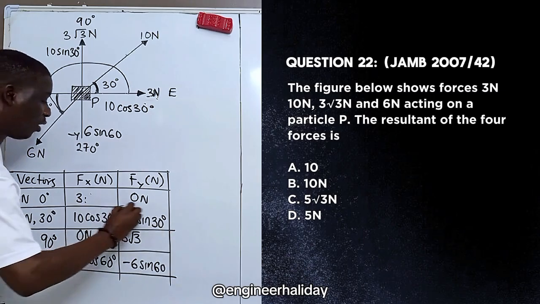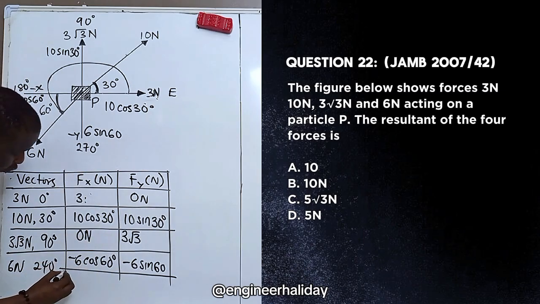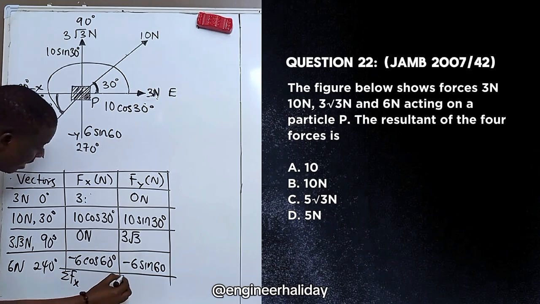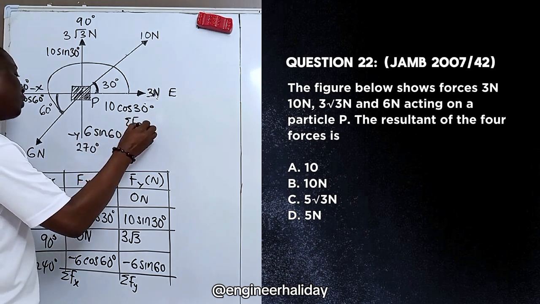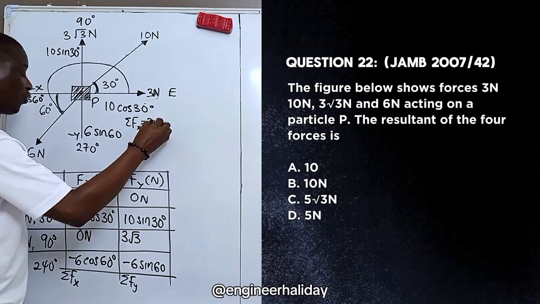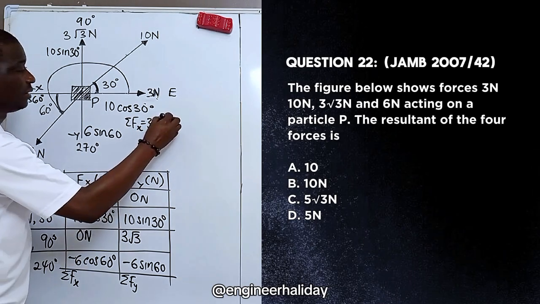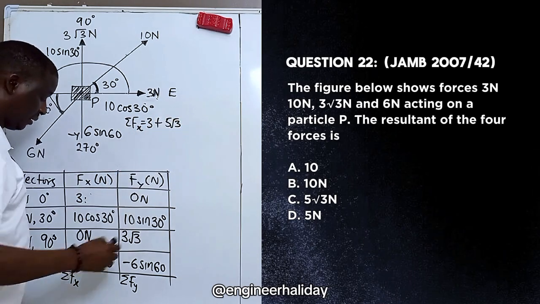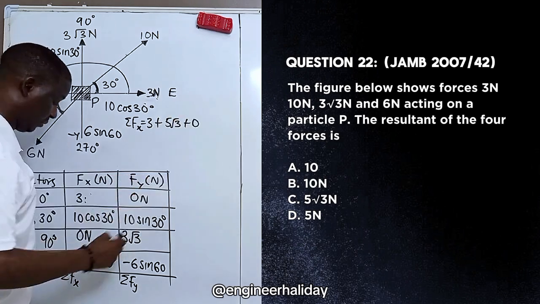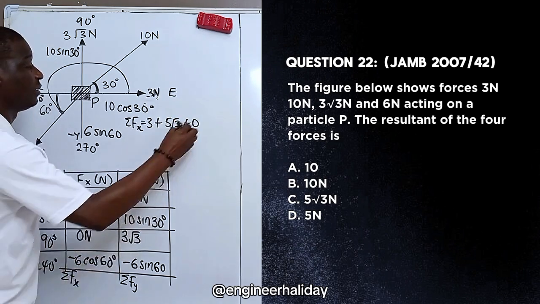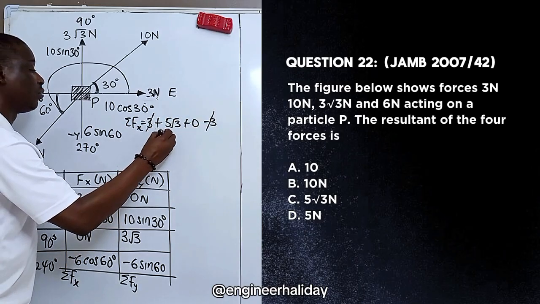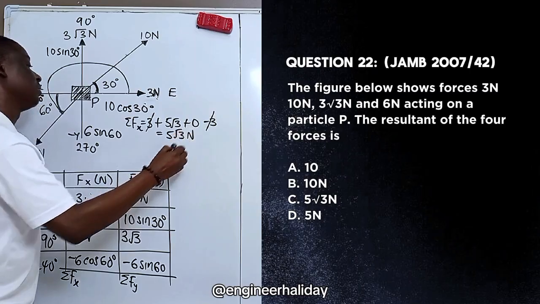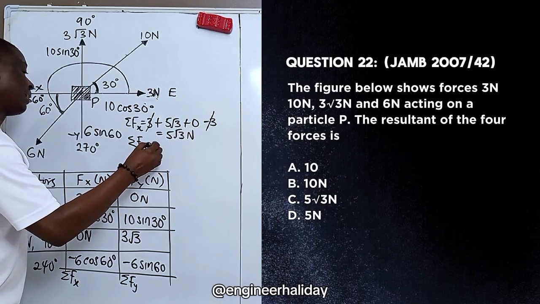After doing that, what we're going to do is to add all these together to get summation Fx and summation Fy. So summation Fx will be equal to 3 plus 5 root 3, then 0, then plus, cos 60 is half, minus 3. When you do that, this one will eliminate this one. That will now be 5 root 3 Newton. Then what is summation Fy?